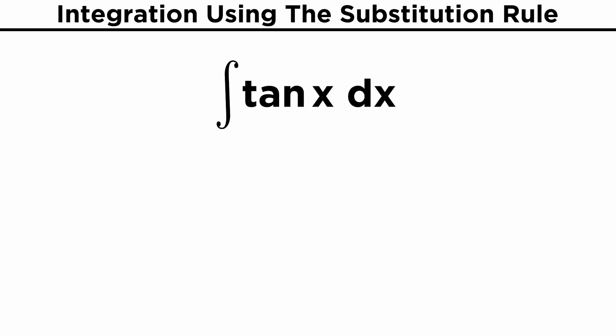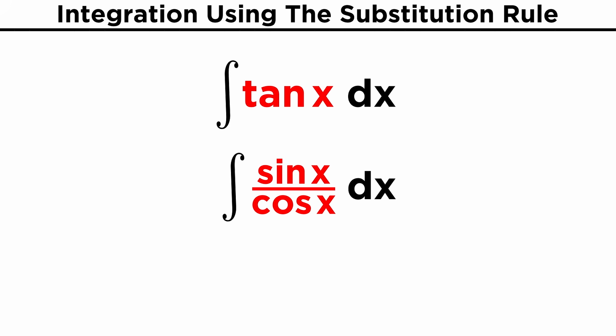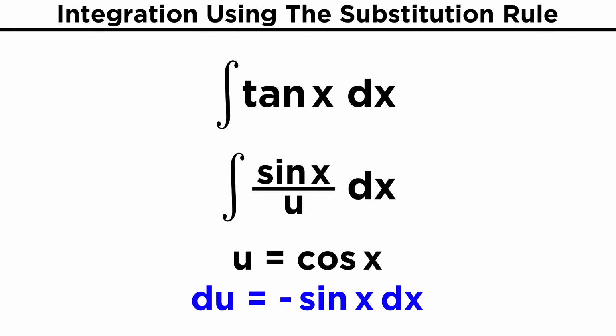Now, how about tangent x dx? This is an example where substitution might not jump out immediately as a possible strategy. But if we remember that tangent is sine over cosine, and that the derivative of cosine is negative sine, then we might see a plan unfold. Let's use cosine x as our u, and that means du will be negative sine x dx.